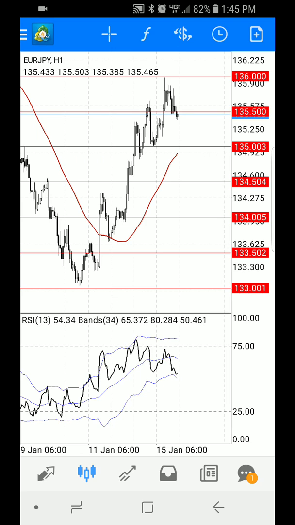Now, psychologicals, or for shortened terms, we say psych levels. These are levels that the market interacts with, and they're basically round levels. And every time you see the market come to one of these levels, you'll generally see a little bit of price reaction.